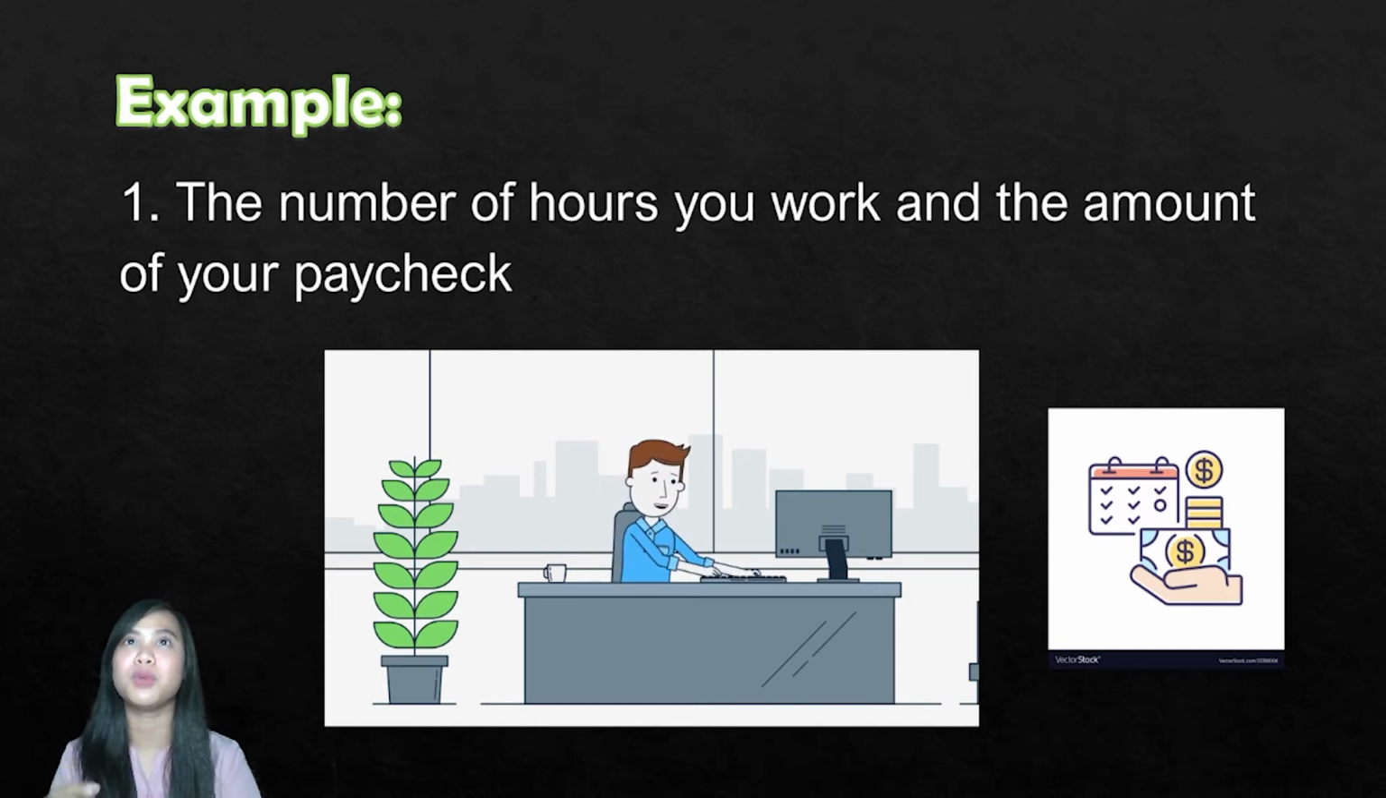And of course, if you have overtime, meaning you have allotted more hours for the work, you will also have an additional amount for your paycheck, or additional amount for your salary. So the number of hours and your paycheck are directly proportional.